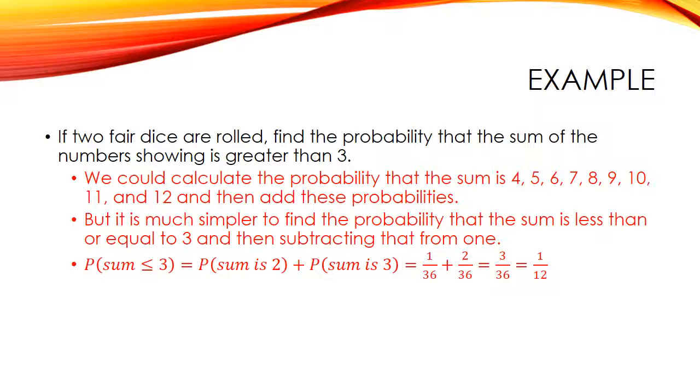So the probability that the sum is less than or equal to 3 is the probability that the sum is 2 or the probability that it's 3. The probability that you get a sum of 2 is 1 out of 36. The probability that the 2 dice will add up to 3 is 2 out of 36. 1 plus 2 is 3, so that gives us 3 out of 36, or 1/12. Now we just subtract 1/12 from 1, and we get 11/12. So when you roll 2 fair dice, the probability that the sum you're going to get is greater than 3 is 11/12.